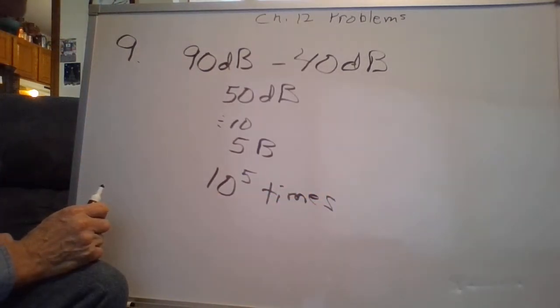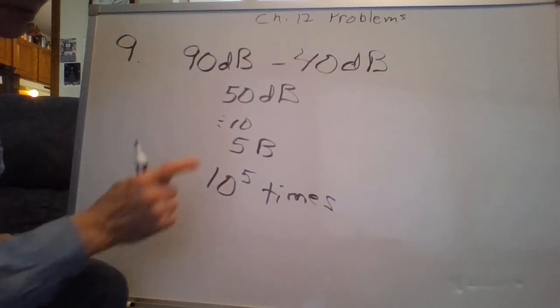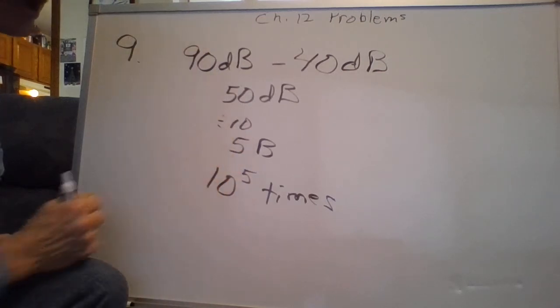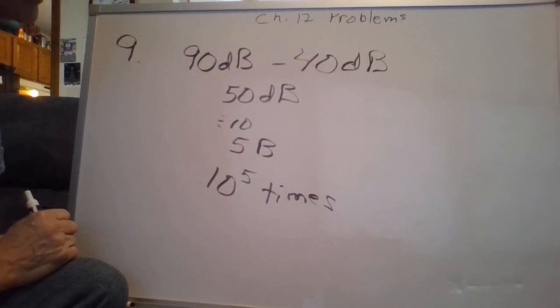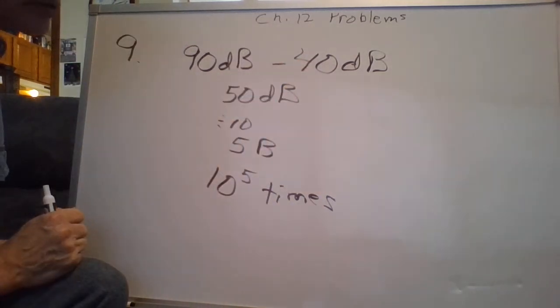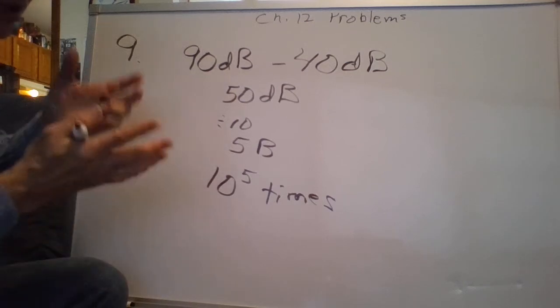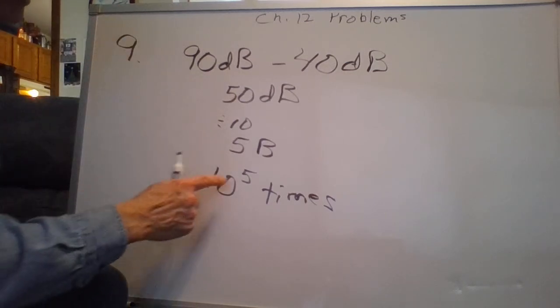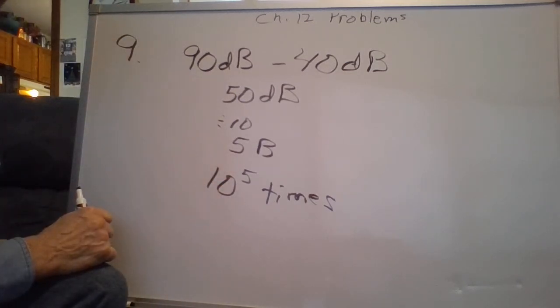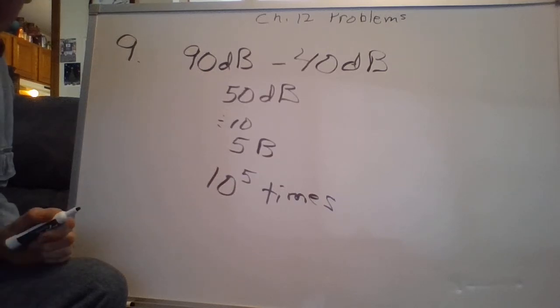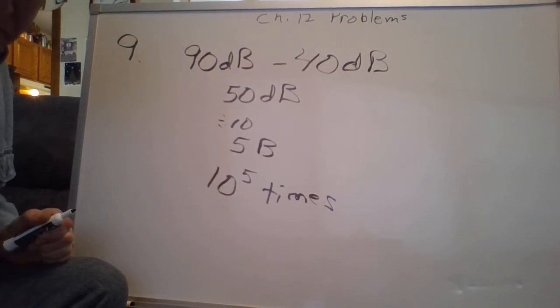Yeah, 50 decibels is 5 bels, but that means 10 to the 5th times as loud. So you can add and subtract decibels, but they actually represent multiplying if you consider their exponents. Let's do that in number 10.